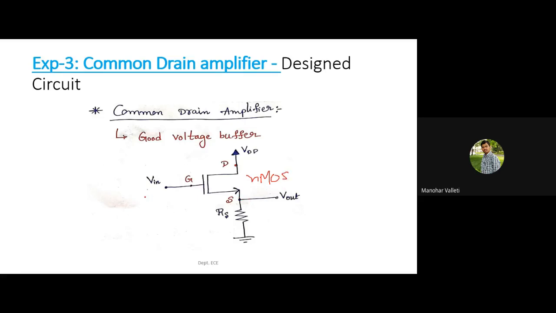So the phase shift between input and output is 0 degrees, right? The input has 0 degrees phase shift and the output is also 0 degrees phase shift. There is no phase shift between input and output in the common drain amplifier. For this circuitry, what the input resistance is, what the output resistance is, and what gain this circuit offers, we will see one by one in coming discussions.